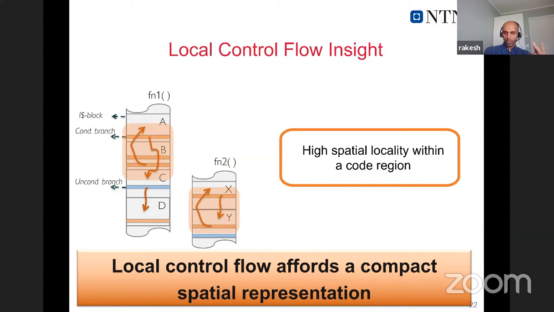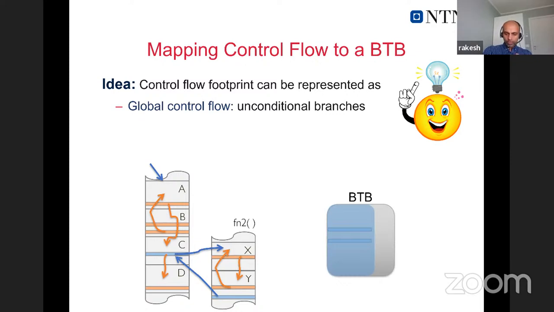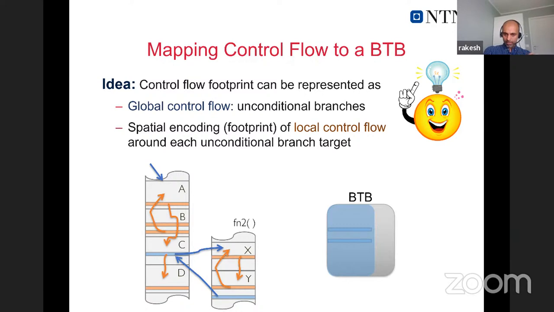So based on these two insights about control flow, which is that local control flow favors a compact representation, and global control flow fits in a practical size BTB, we redesign our BTB. The idea is to represent the control flow as follows. For the global control flow, you put the unconditional branches as they are in your BTB, the same way they were stored in the conventional BTB. And for local control flow, we take all the branches inside a region. In this particular region, there are two branches, and we take them. We have a spatial representation for them, and we put them next to the branch which brings the execution to this particular region.